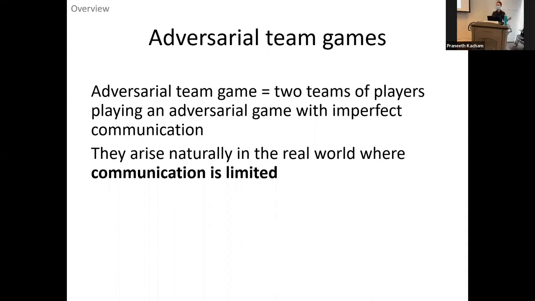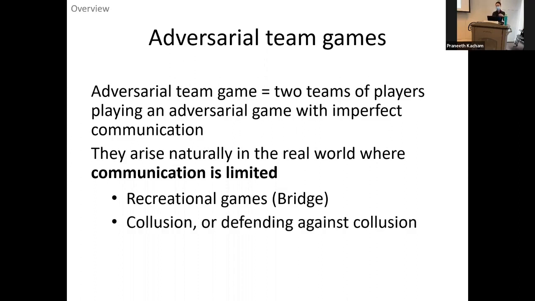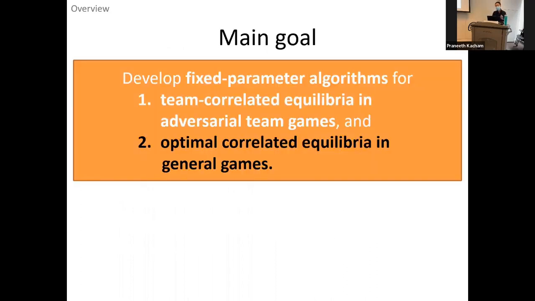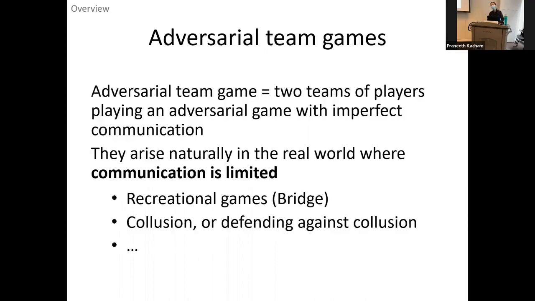So for example, in recreational games, for those of you who play a game like Bridge, Bridge is a very well-known example of an adversarial team game. Or in the real world, when there are players colluding or we're trying to defend against collusion, these are all going to be formulated as team games, and so on. I'm not going to elaborate too much on practical applications here. Are you distinguishing adversarial from zero sum? No, adversarial means zero sum. Oh, okay. Yes, I use the regular term for that. I mean, adversarial. The two teams are playing strictly against each other.